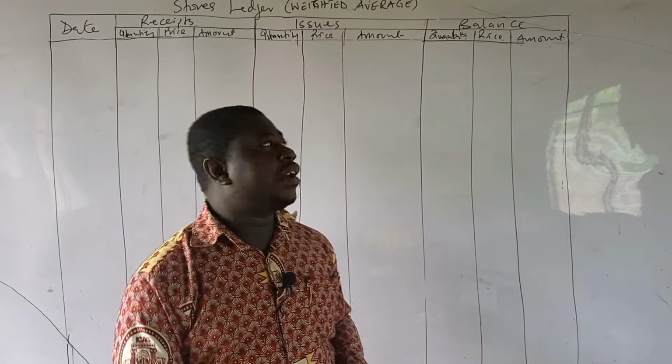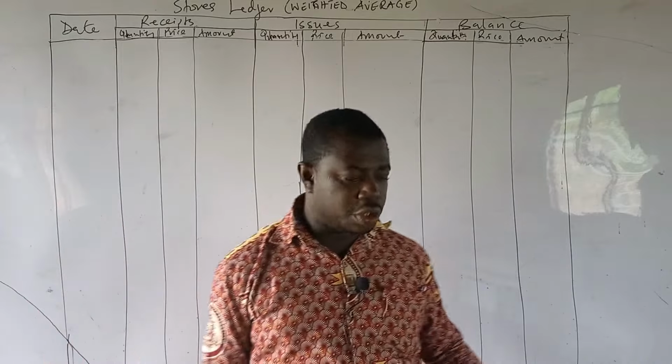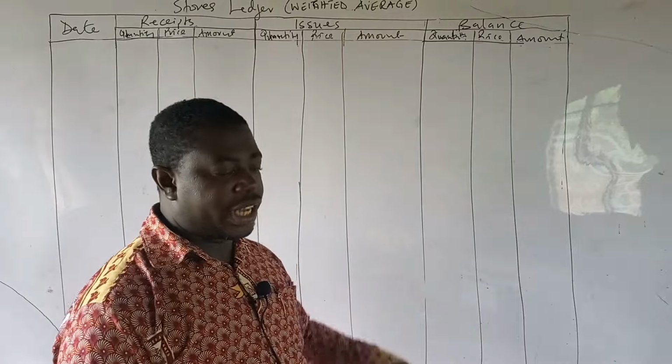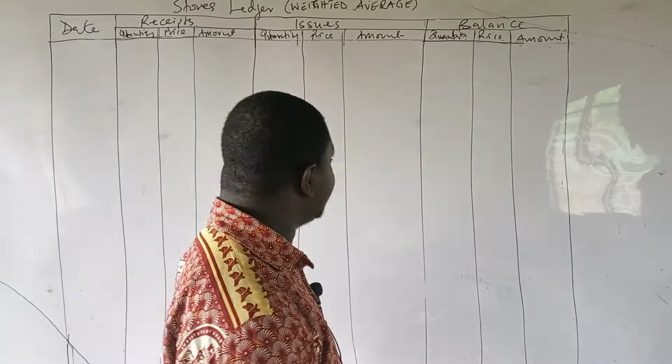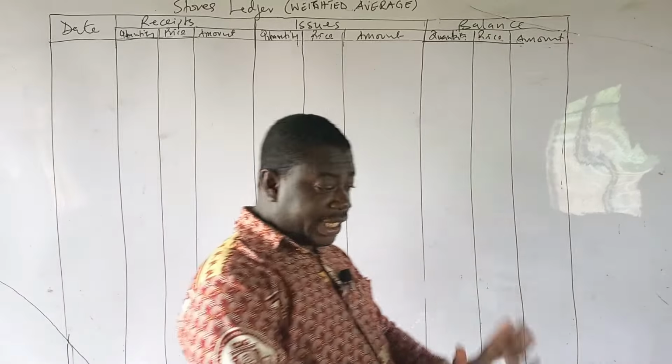Okay. Now that we are done with the FIFO method, we are going to use the weighted average method to solve the same question. And then we'll look at the value of the closing stock. Then from there, I'll teach you how to prepare the profit statement, which is the last requirement. And so, yes, it's the same information.